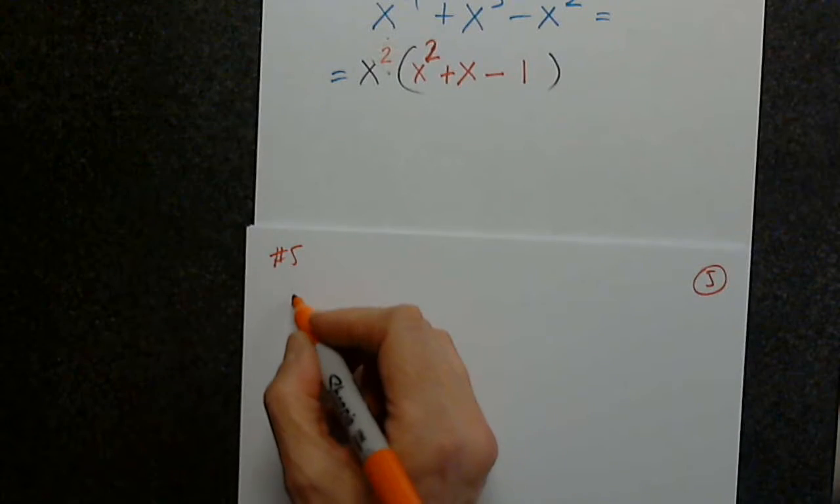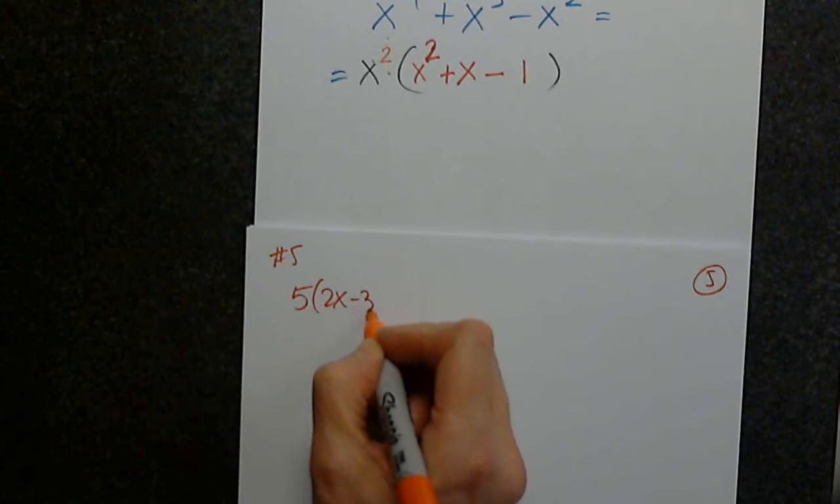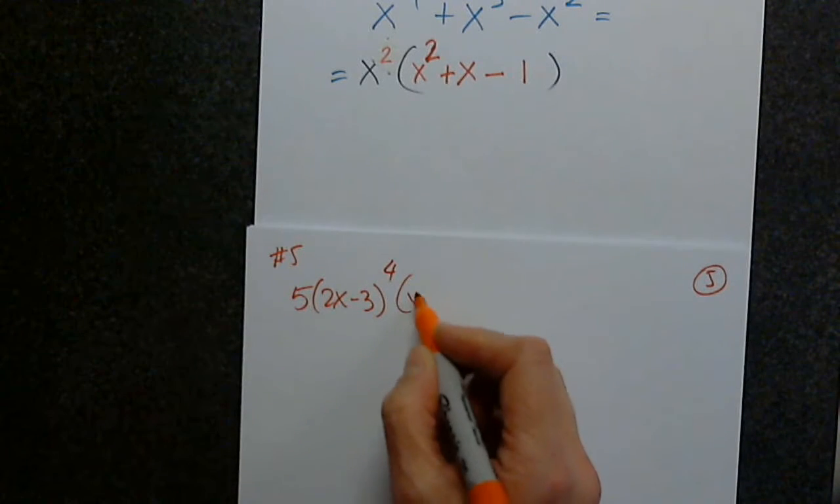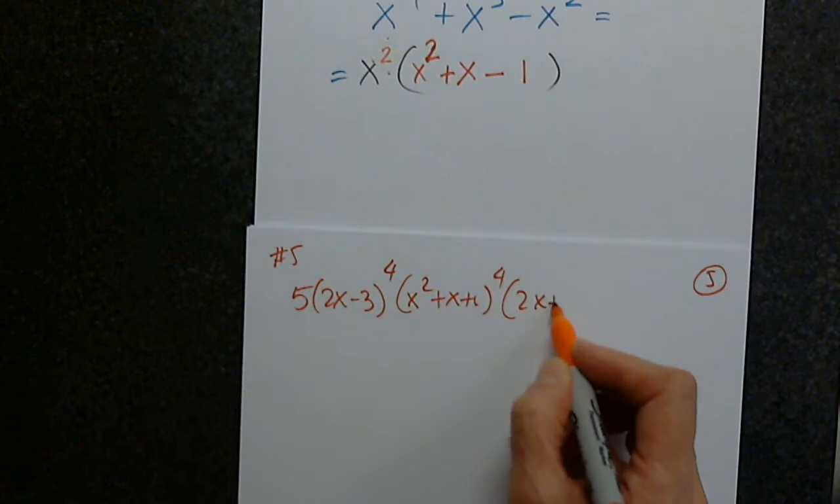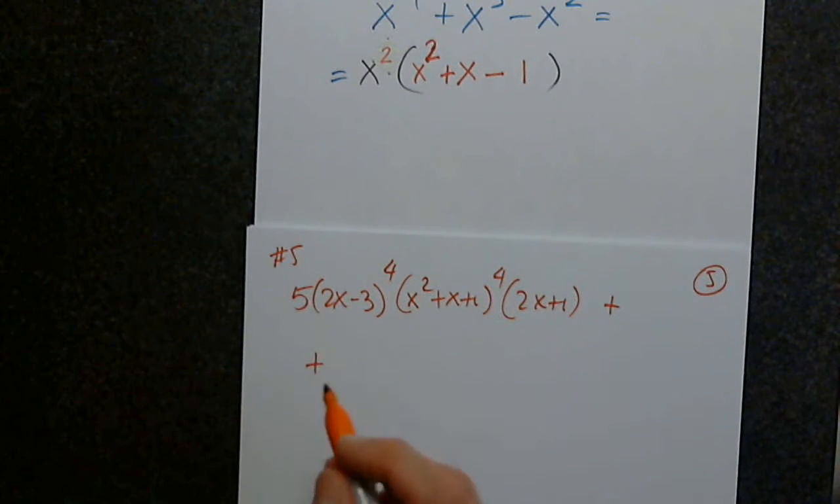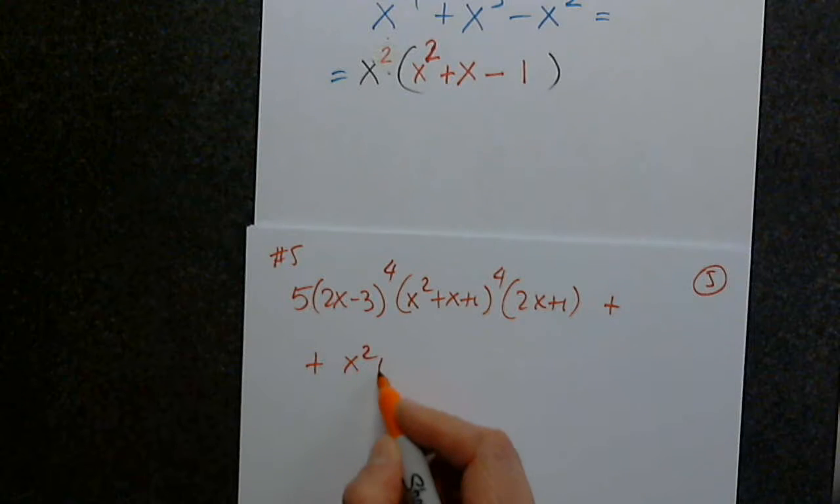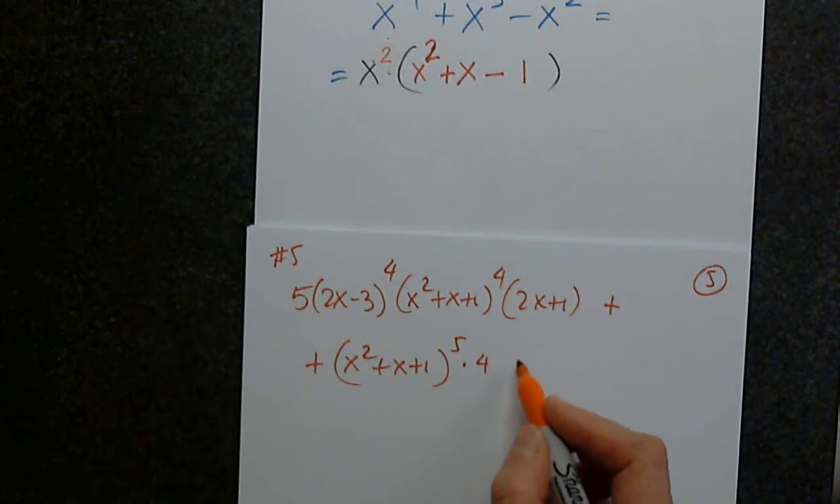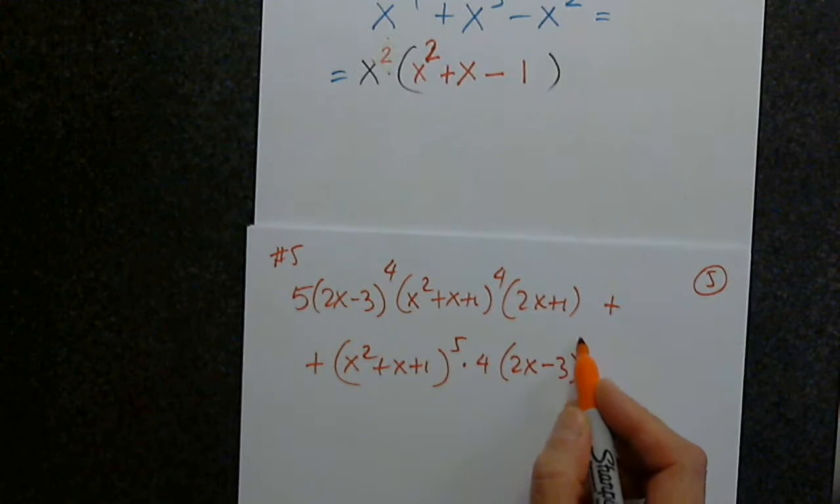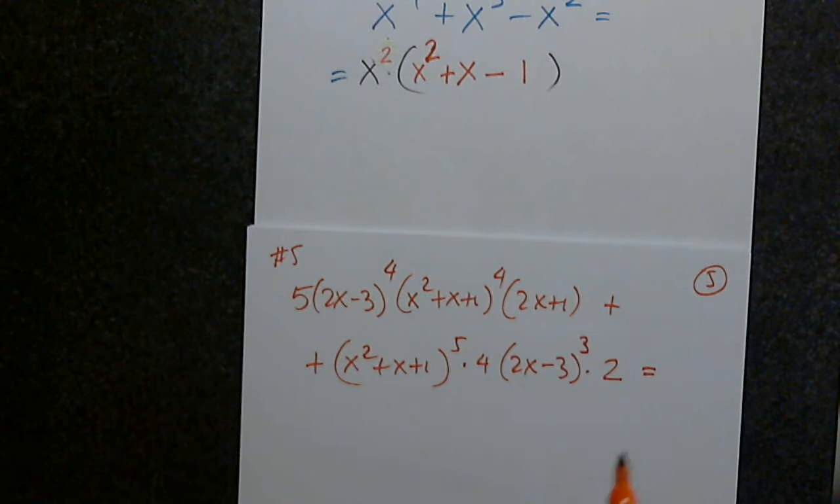Is that okay? So 5, 2x minus 3 to the 4th, x squared plus x plus 1 to the 4th, times 2x plus 1, plus x squared plus x plus 1 to the 5th, times 4, times 2x minus 3 to the 3rd, and times 2. Yes, it took me a whole minute to copy it.